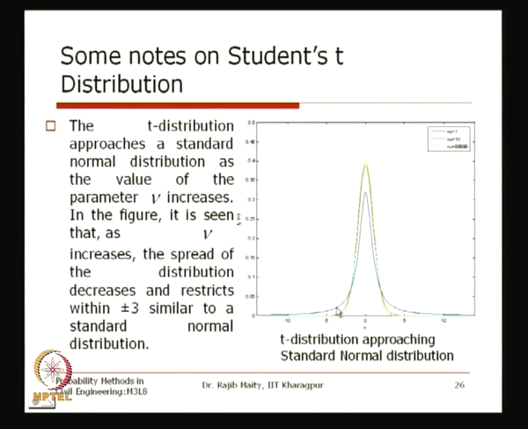Here also 3 plots are shown. The first, the blue one, is for the lowest nu. In this case nu is equal to 1 for the blue line, and if we increase nu, for the red one you can see that nu is equal to 10, and for the green a very high value of nu is taken. It is not that it will keep increasing, but asymptotically with respect to the degrees of freedom, it approaches a standard normal distribution.